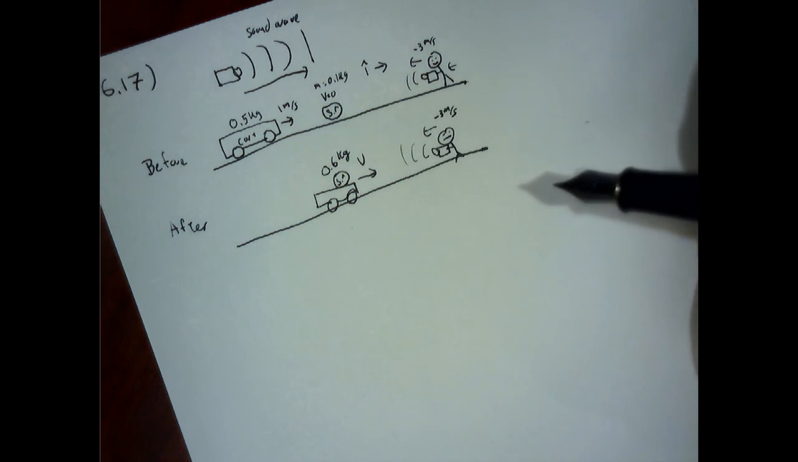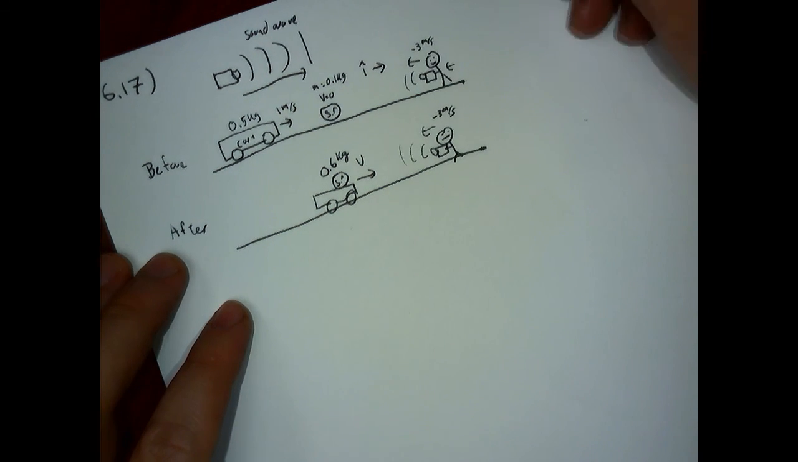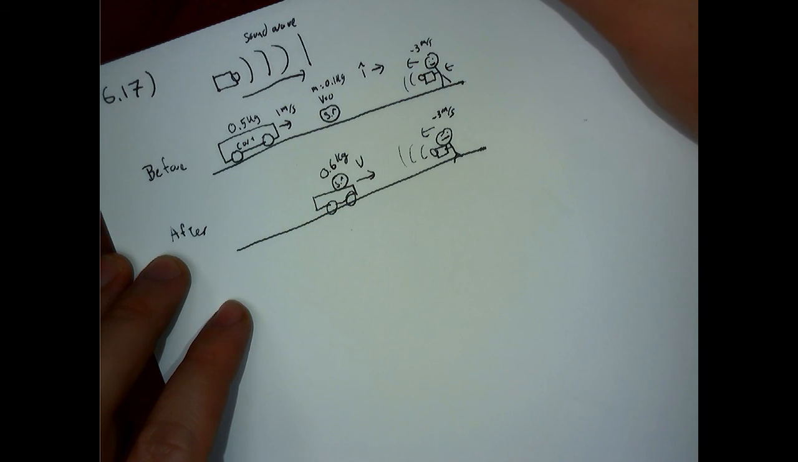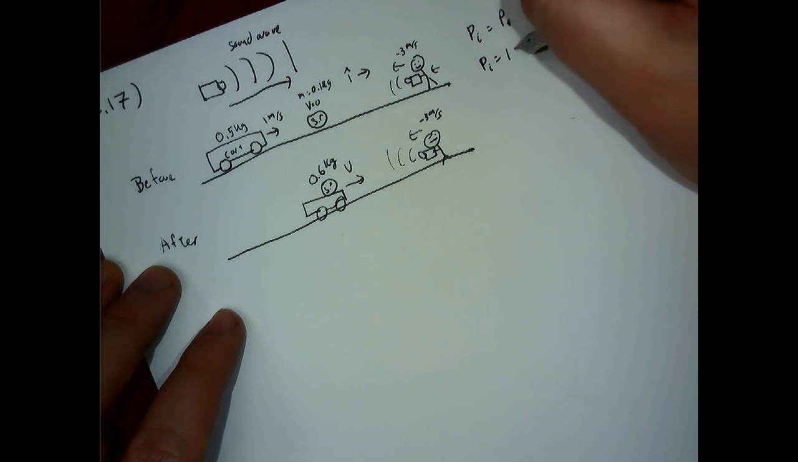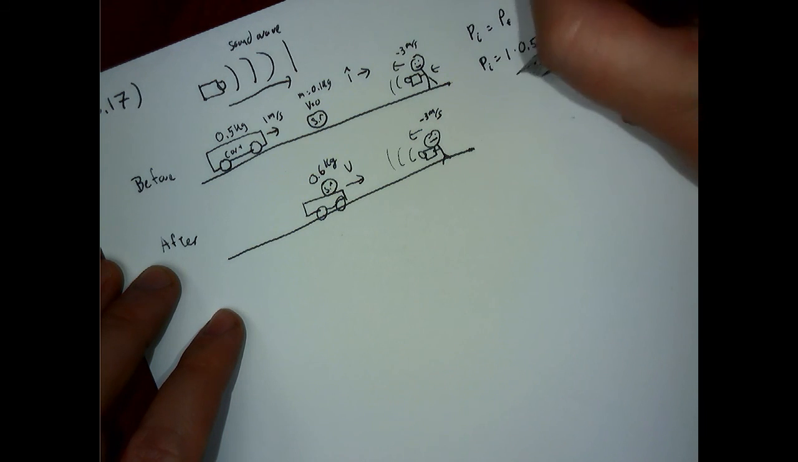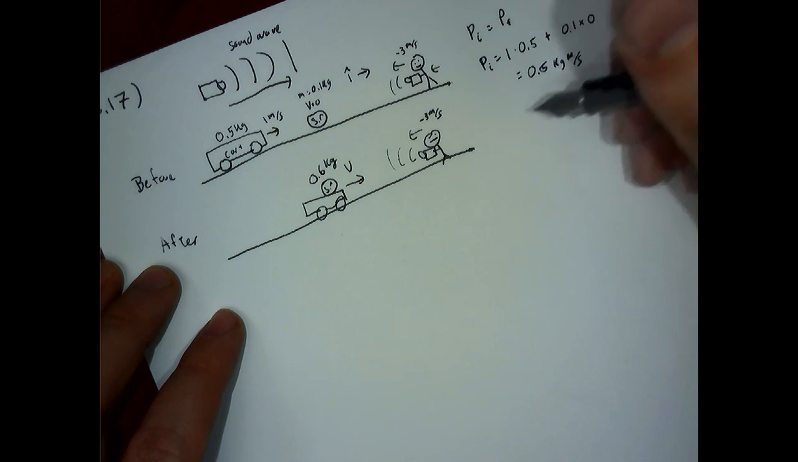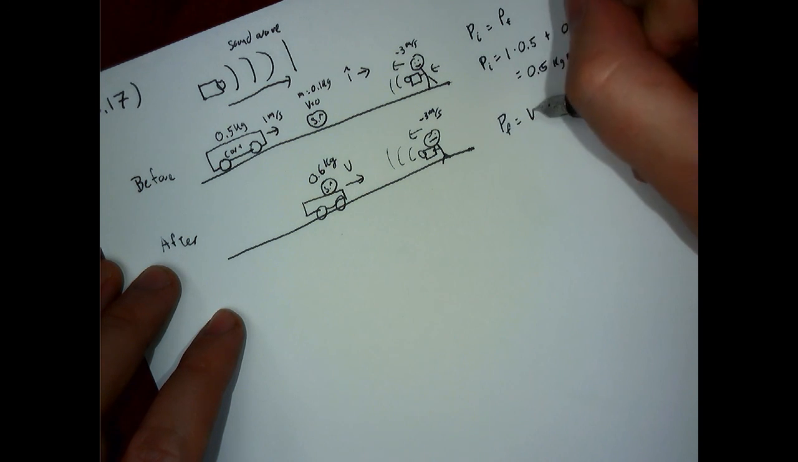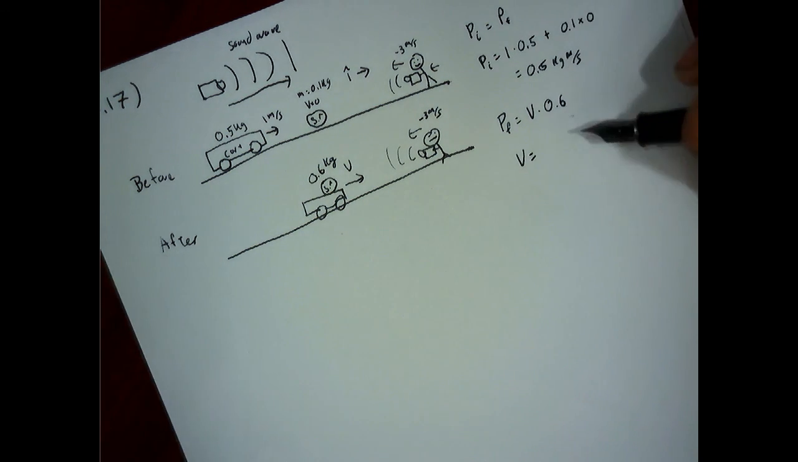All right. So, before we go any further, let's work through this problem. This is a conservation of momentum question, obviously. So the initial momentum is going to equal the final momentum. The initial momentum is 1 times 0.5 plus 0.1 times 0, which is 0.5 kilogram meters per second. P final is some velocity times 0.6.